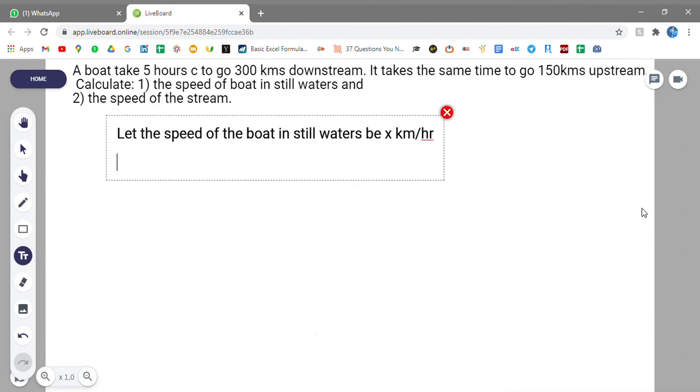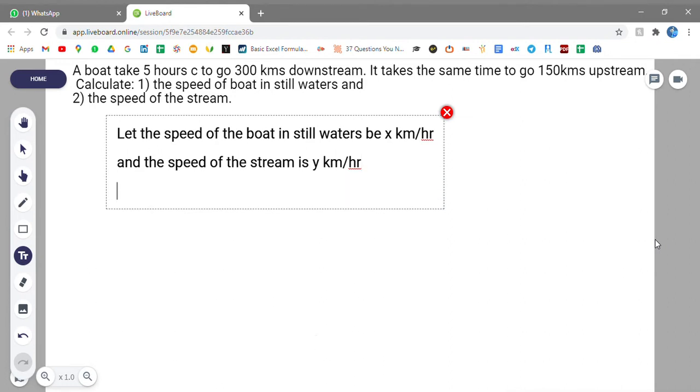Okay, always speed is taken in kilometer per hour. And the speed of the stream is y kilometer per hour. We are supposed to calculate the speed of the boat as well as the speed of the stream. So that is why we take one as x kilometer per hour and the other one as y kilometer per hour. Now this is the basic definition of variables.